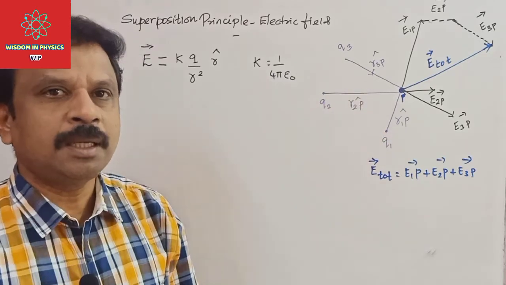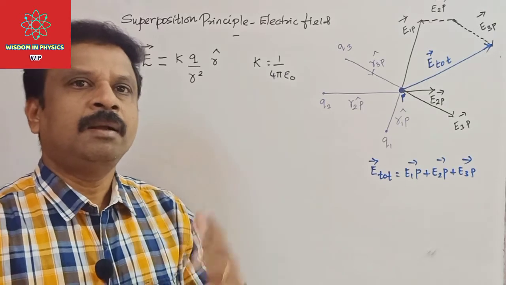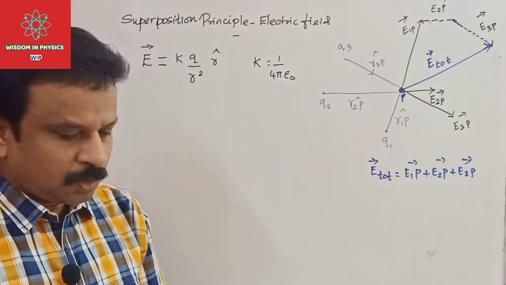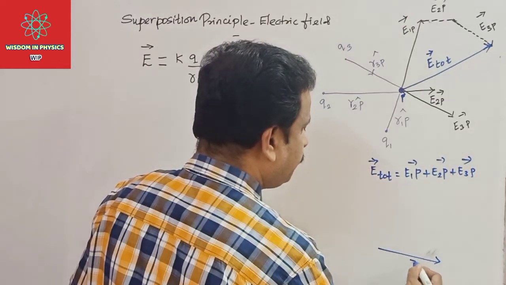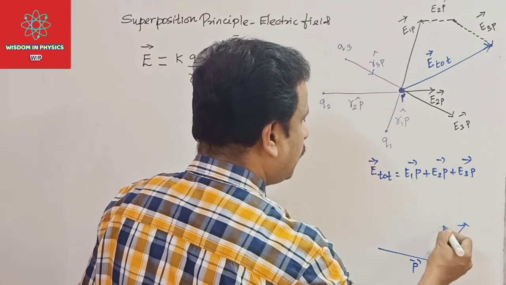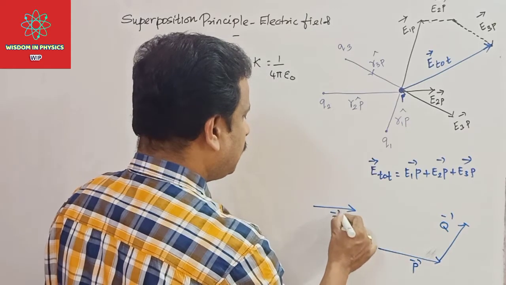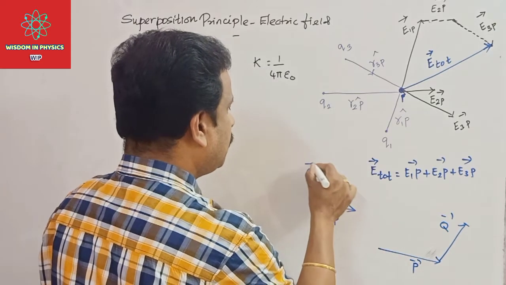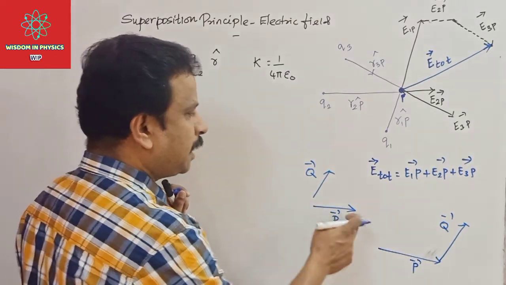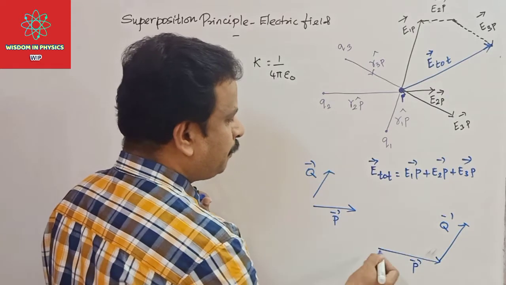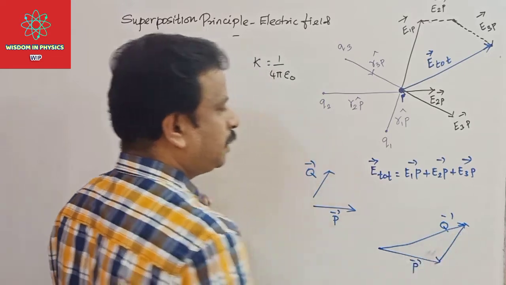So how to find out the resultant electric field? You know very well, in 11th standard we have seen the triangle law to find the resultant of two vectors. How did we calculate? Initially we will have 2 vectors. This is P vector and this is Q vector. When we have vectors in 2 different directions, the tail of one vector is attached to the head of the other vector, and to find the resultant, the tail is joined with the head in reverse order.